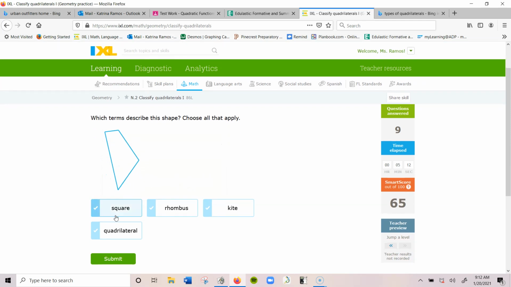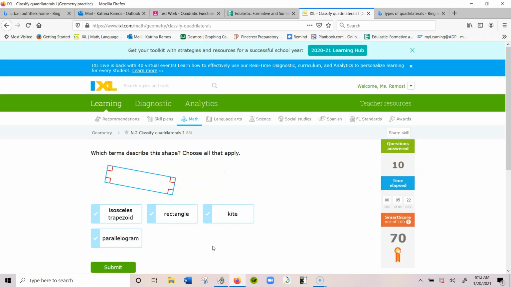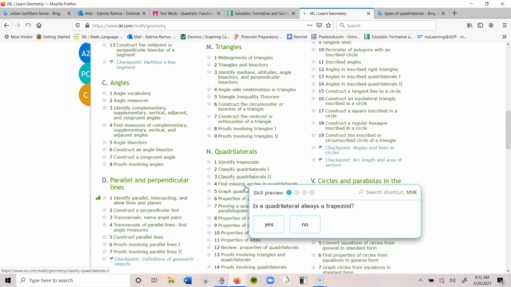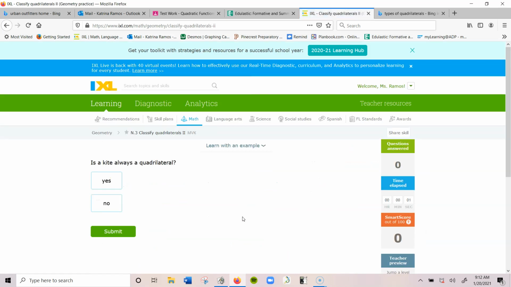For this one, not a square, not a rhombus, definitely not a kite. This is only a quadrilateral because it has 4 sides. All right, that's it for that one. Let's go to N3, which is basically a little bit more of the same thing.